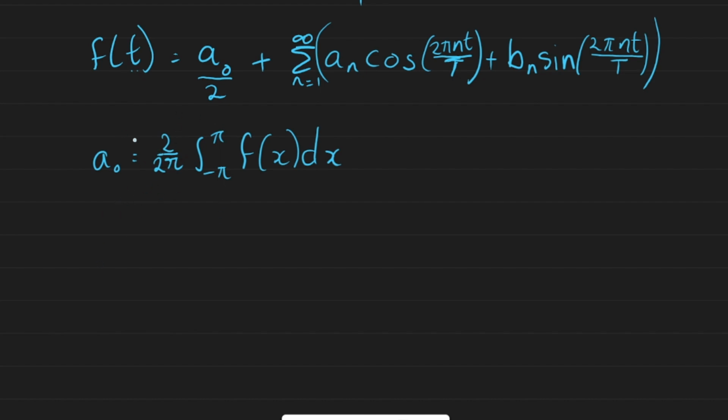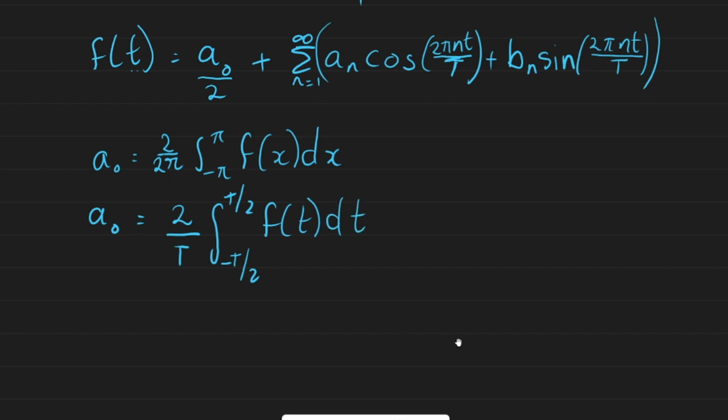So if we now generalize this to our new variables, we'll have a naught, and we have 2 divided by our period, so that's T. And now we have our integral. So instead of minus pi to pi, we could integrate from either 0 to T, so T is our new period. Or we could integrate, as we had done here, halfway between each of these things, so minus T over 2 to T over 2, as long as this length is the period T. And then we have f of t dt. So that's a naught.